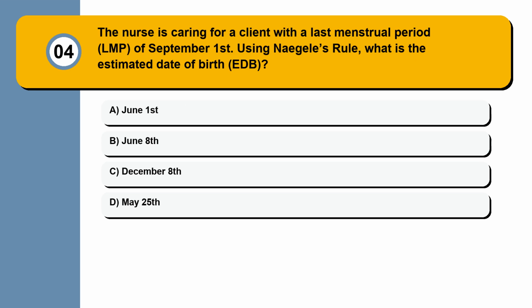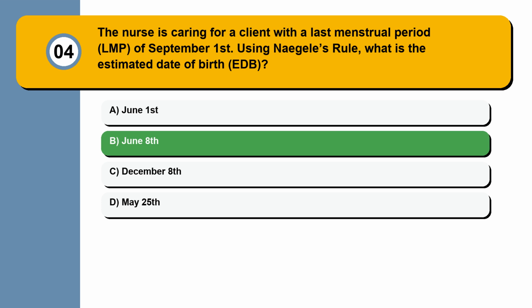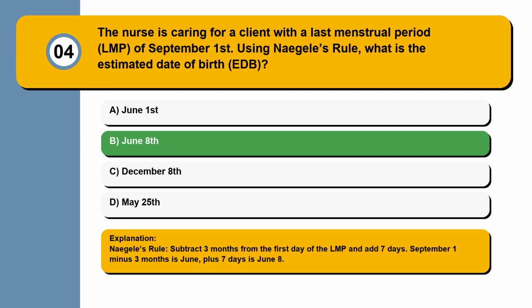Question 4. The nurse is caring for a client with a last menstrual period, LMP, of September 1st. Using Naegele's rule, what is the estimated date of birth, EDB? June 1st, June 8th, December 8th, May 25th. Naegele's rule: subtract 3 months from the first day of the LMP and add 7 days. September 1st minus 3 months is June, plus 7 days is June 8th.